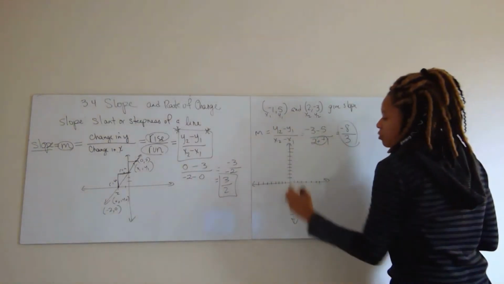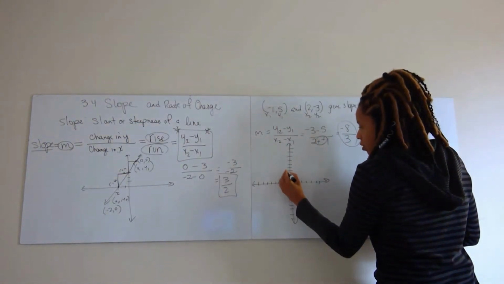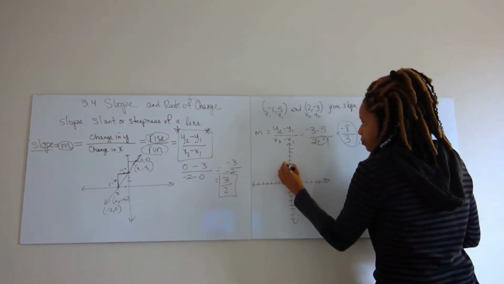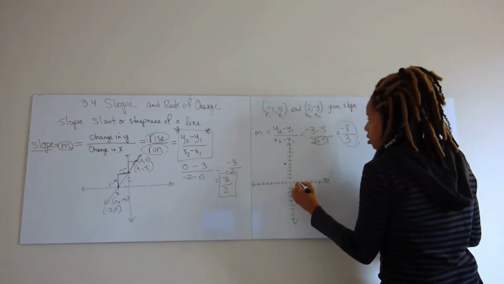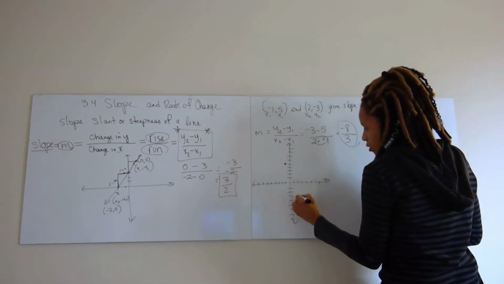So let me show you. Negative 1, 5. So negative 1, 5, and 2, negative 3. All right.